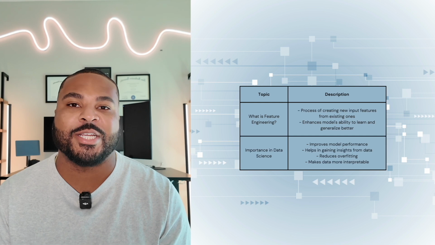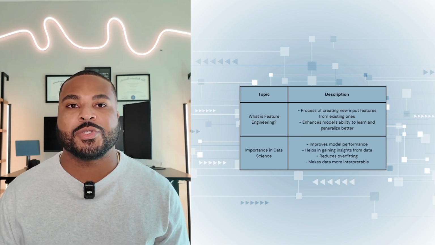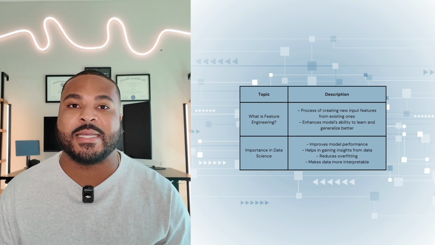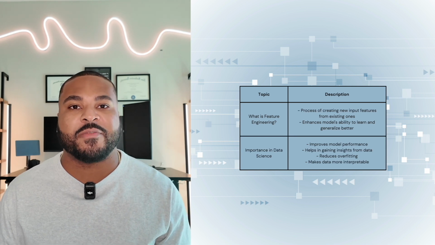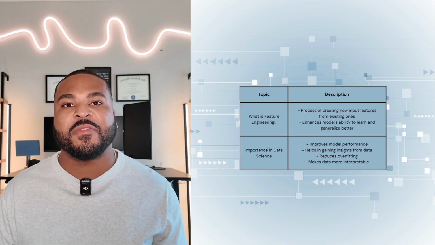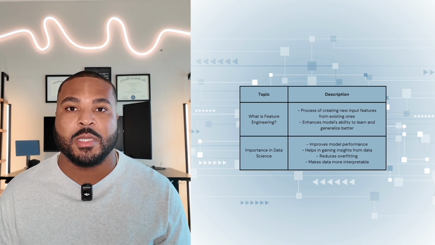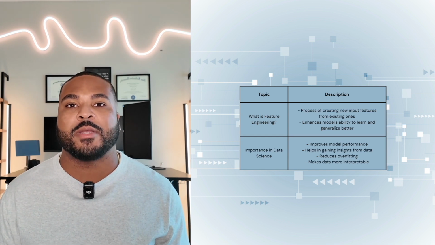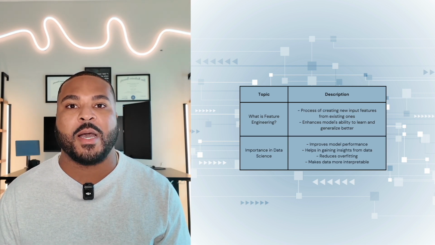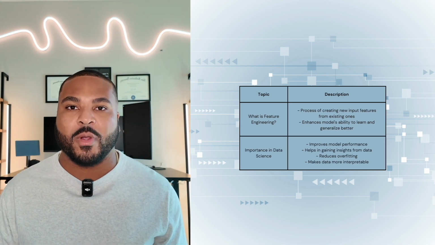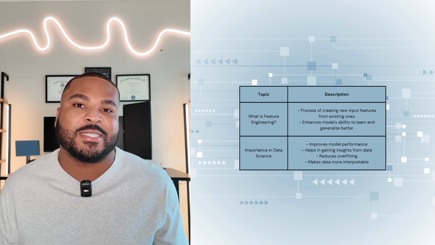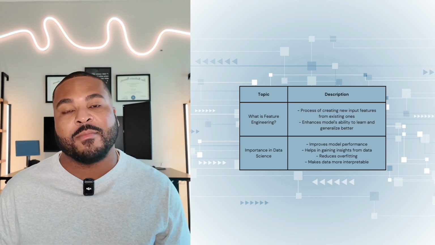What is feature engineering? Feature engineering is a crucial step in the data science process where we create new input features from the existing ones. These new features help to improve the performance of our machine learning models. So think of it as making the data more informative and useful for the model to learn better. It's like transforming raw ingredients into a delicious dish that has all the flavors perfectly balanced.